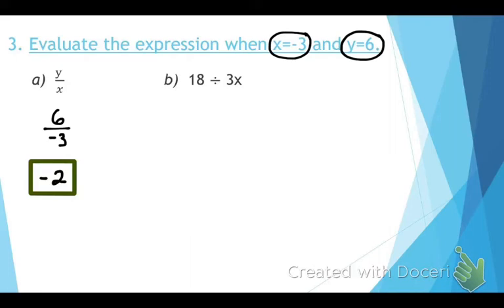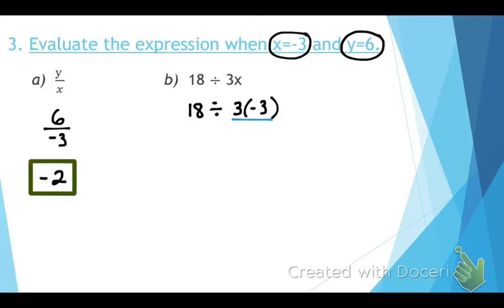All right, we're going to drop down the 18, drop down the divide, but now I've got something where I've got to plug it in. Instead of saying 3 times x, what am I going to say, class? 3 times -3. Okay, who can help me with this right here? What is 3 times -3? Miley? It's -9.